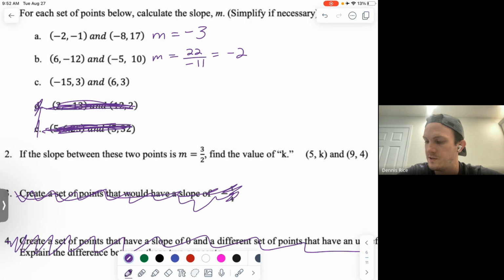Okay, and 1c. What did we get for 1c? -15.3 and 6.3.